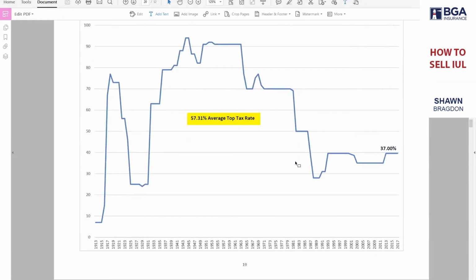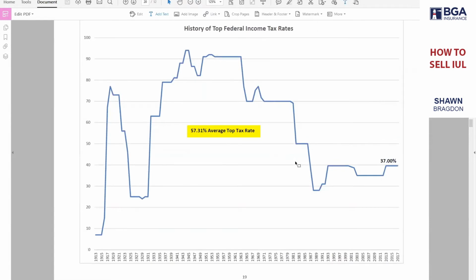This is the history of the average top tax rate in this country since the tax code started in 1913. Historically, we are in a low tax environment at 37%. The average top tax bracket in this country has actually been north of 57%. So, Mr. Client, with your traditional retirement accounts, you're in essence rolling the dice to see what tax bracket you're going to be in 10, 15, 20 years down the road. If you pay your taxes now, while we're in a low tax environment, put it into a life insurance policy, you're never going to pay tax on that money again.